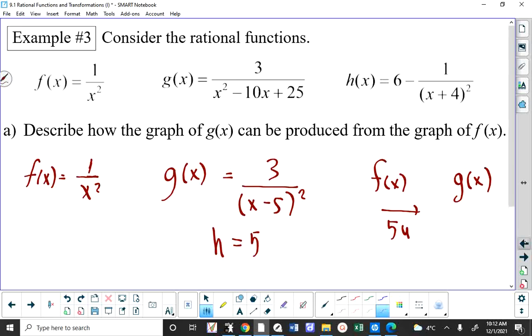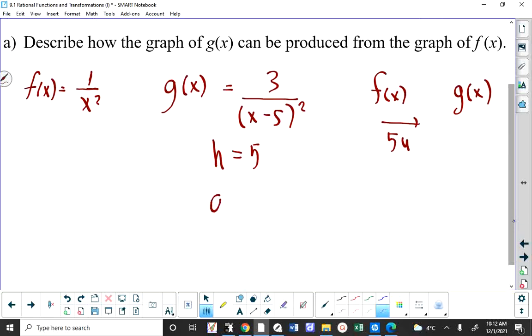There is a 3, which is an h or an a of 3. So there's a vertical stretch by a factor of 3. And, you know, the vertical stretch happens first, realistically, but if we were to sketch it, we could always shift the asymptotes and then stretch it relative to the asymptote.